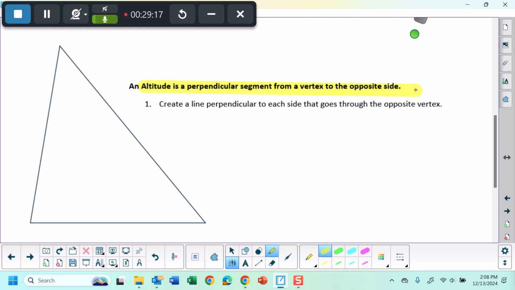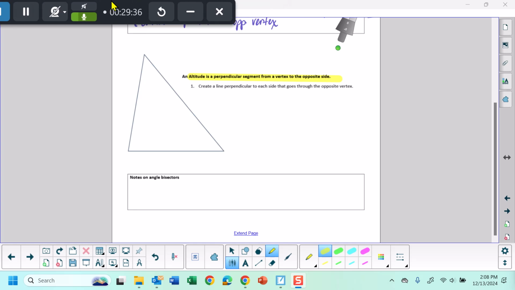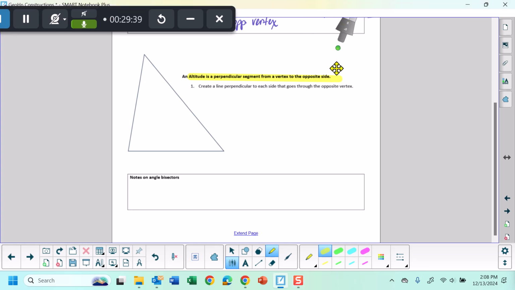So for this one, if I want to draw an altitude, I need to draw a segment that goes from this vertex to this side. Now, unfortunately, in order for my compass to work, I had to change mine a little bit. But this construction is going to be the one that we used when we drew a perpendicular from a point not on that line. Are you with me?